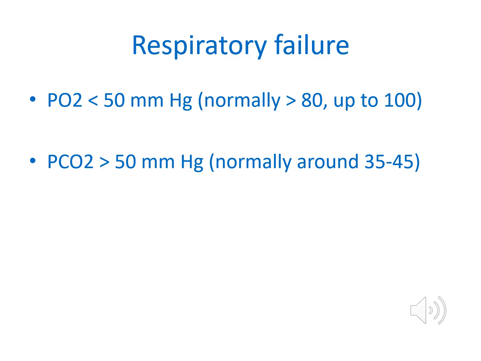As a general rule, when someone's PO2 drops below 50 and their PCO2 rises above 50, that's when we usually consider them to be in respiratory failure. But these numbers really are only valid for people with acute respiratory problems.